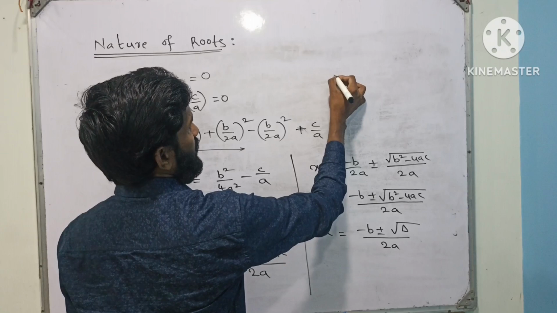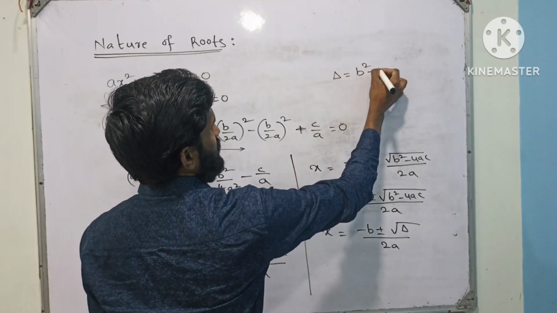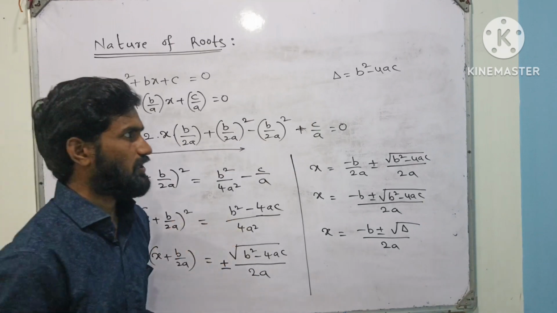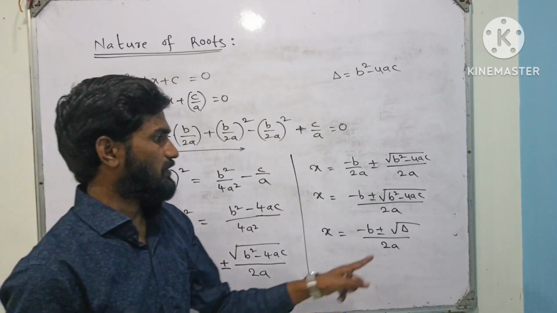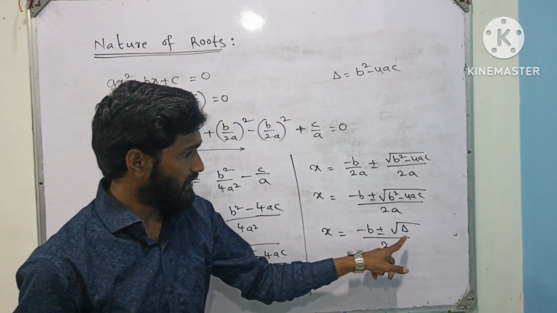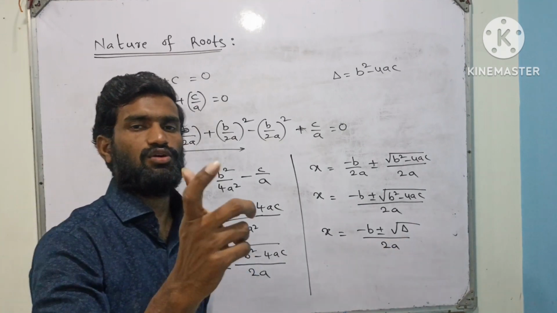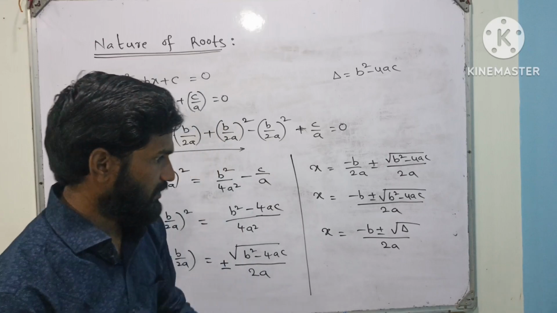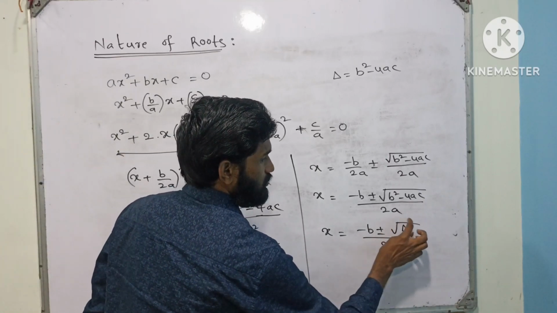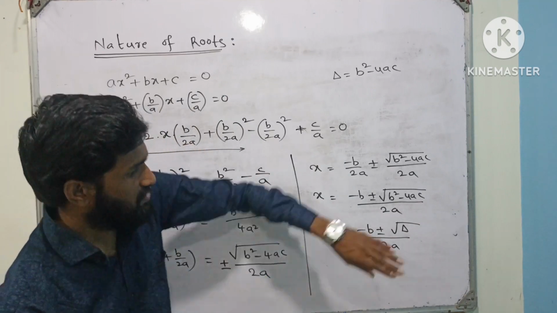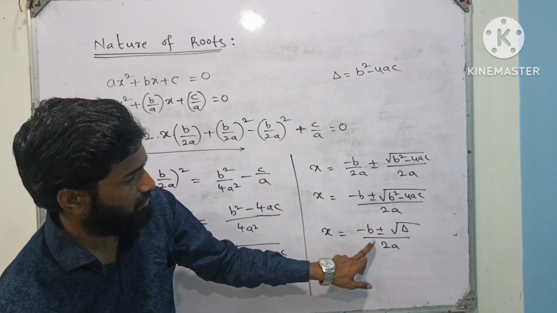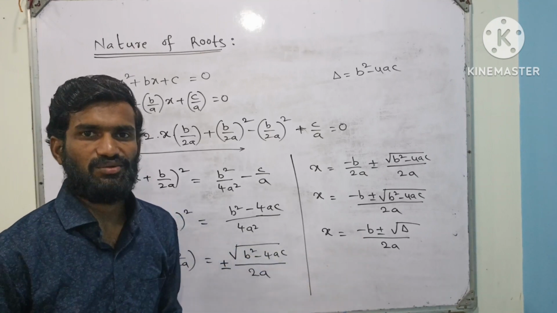Here discriminant, which is nothing but b square minus 4ac, this one we call as discriminant. Okay, now this discriminant is very important here. If discriminant is equal to 0, what will happen? If discriminant is equal to 0, this total term will become 0. If this total term becomes 0, what you will get? You will get only minus b by 2a.